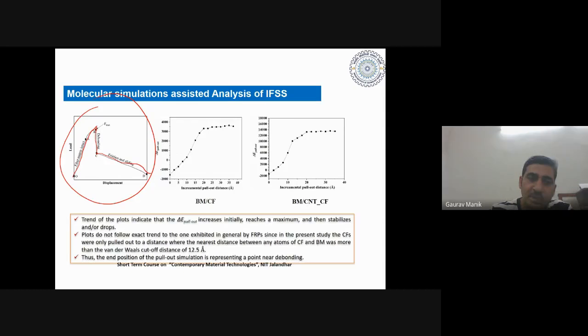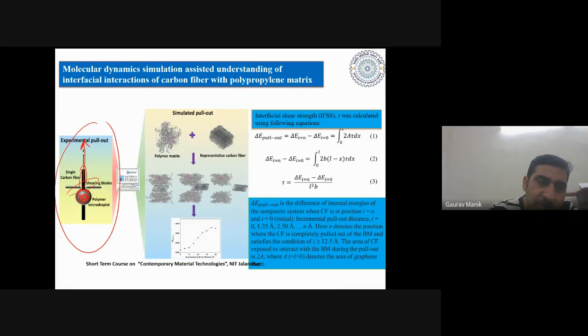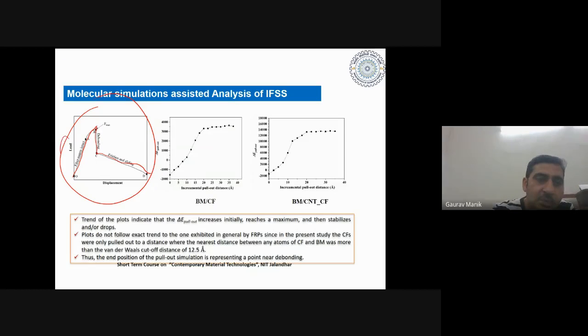So this movement of the fiber from the polymer, when you do that, you try to capture the force plot, the load versus displacement plot. So this is what you get. And this also gives you an idea about the strength of the adhesion between the polymer and the fiber.